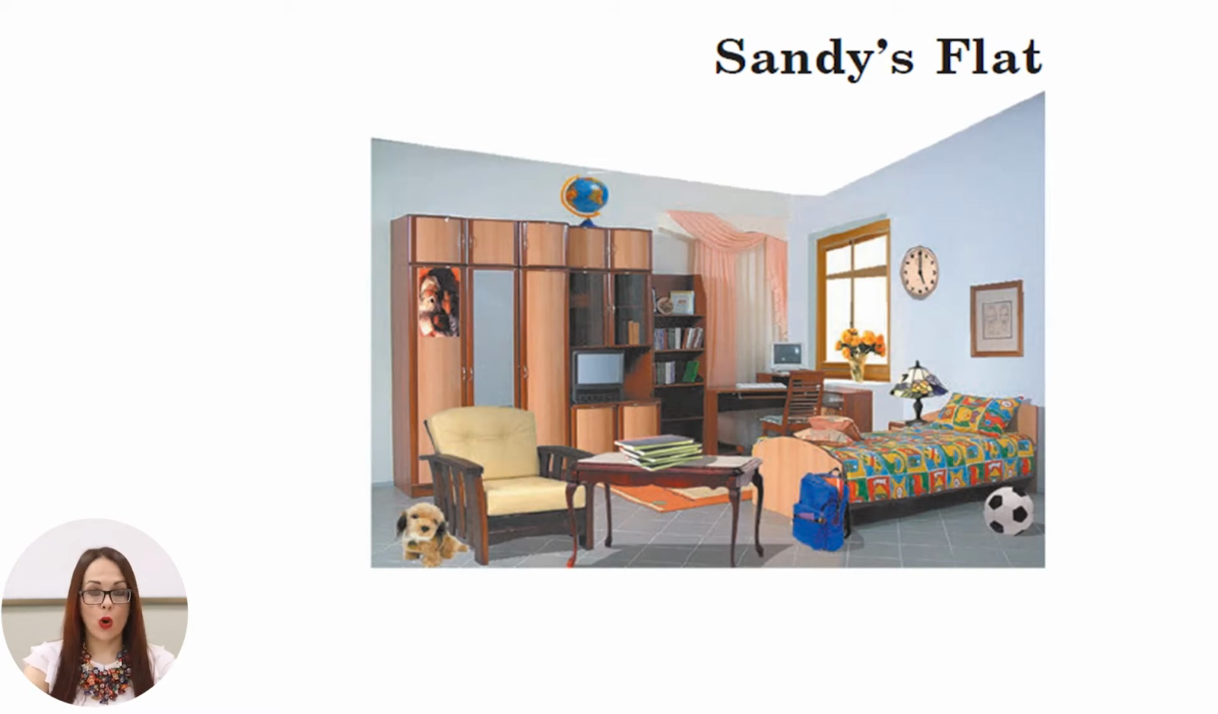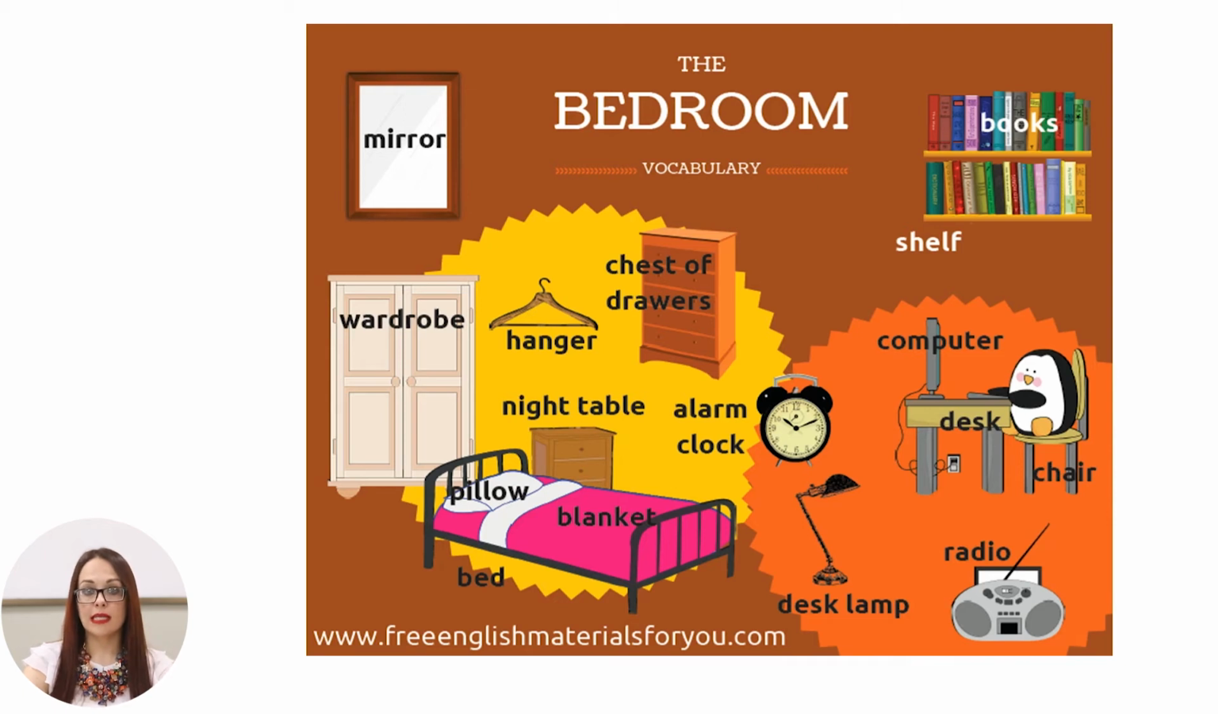Let us see what objects there are usually in the bedroom. In the picture on the screen, you can see some of the most usual objects in a bedroom. There is a bed with a pillow and a blanket. Next to the bed, there is usually a night table or a chest of drawers. Many people have an alarm clock on the night table. There is usually a wardrobe with hangers in every bedroom.